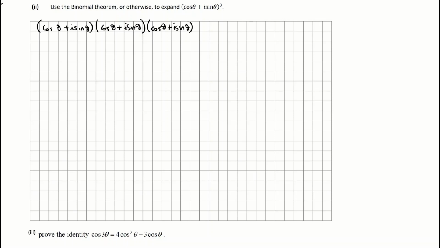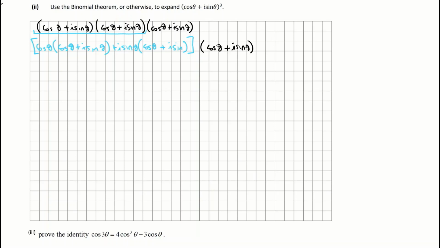Okay, so first thing I'm going to do here is multiply out the first two on their own. So multiplying these, I get, opening up the brackets, first term by second bracket, and then second term, plus i sine theta, by my second bracket. So that's what I'm going to do first. I'm going to put that into a square bracket, and then I'm going to multiply it by the cos theta plus i sine theta as my third bracket.